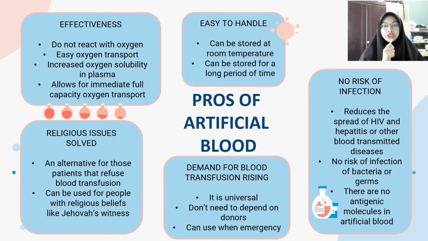Next, artificial blood is also easy to handle. It can be stored at room temperature, while normal blood can only be stored at a temperature of 2 to 6 degrees Celsius. Artificial blood also can be stored for a long period of time. Blood needs to be refrigerated and lasts for 42 days, but artificial blood can last up to 3 months unrefrigerated. Next is no risk of infection.